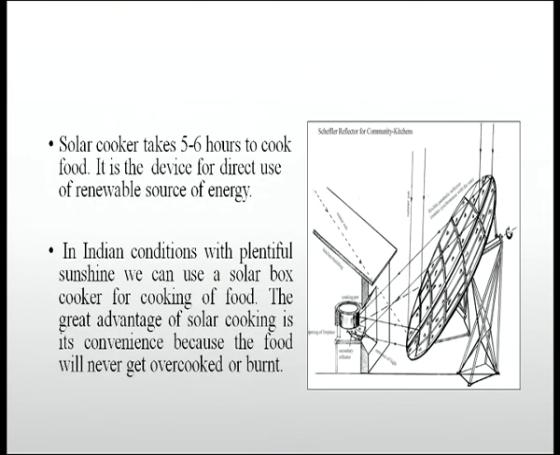The solar cooker takes 5 to 6 hours to cook food. It is the device for direct use of renewable source of energy. In Indian conditions with plentiful sunshine, we can use a solar box cooker for cooking of food.